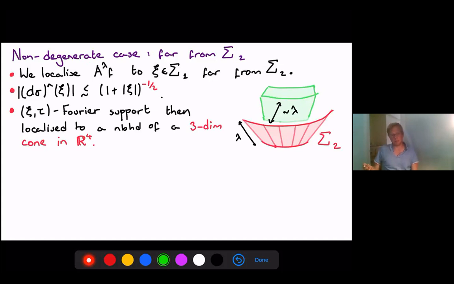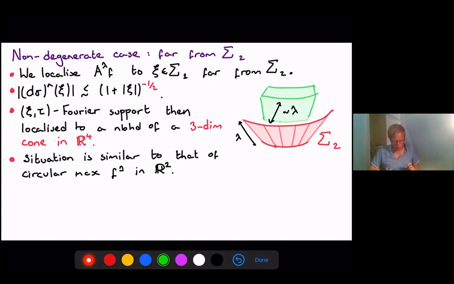So here we're going to do exactly the same thing. We're going to take the xc tau Fourier transform, or the xt Fourier transform. And when we do this, okay, so now we're looking at some object in R4. And what we see is that we're supported in a neighborhood of a three-dimensional cone in R4, with this particular localization I've described here. So this is very much analogous to the situation we had for the circular maximal function. We have the same decay rate from the multiplier, and we have the same kind of dimensionality. There we're localized near a two-dimensional cone in R3. Here we're localized near a three-dimensional cone in R4.